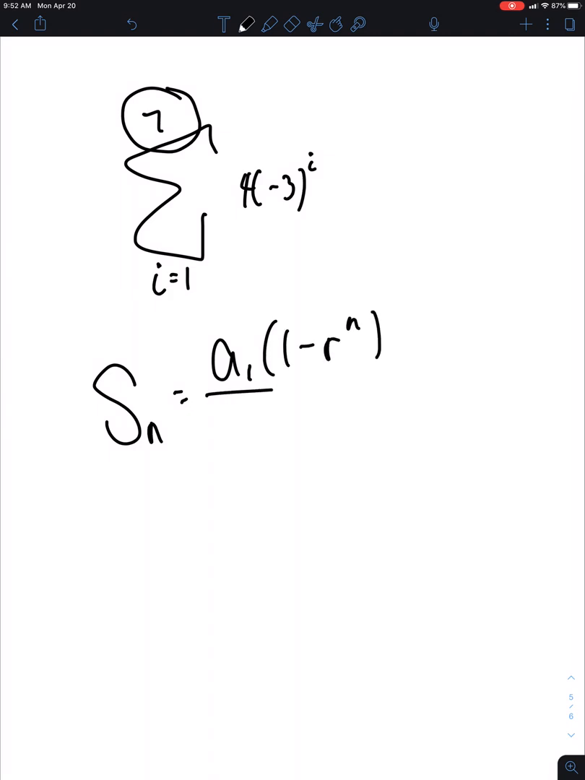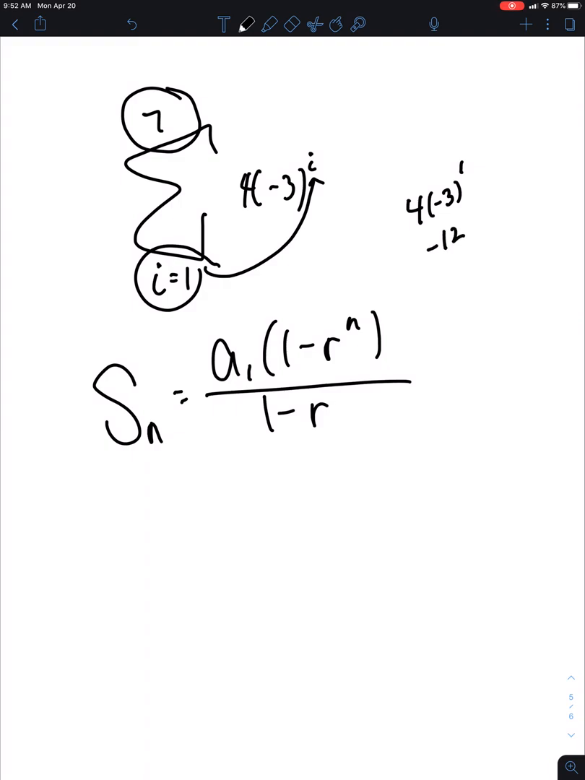from before. We can still use that, or you could just simply write out the 7 and add them up, but you could also do it like this. So the first term would just be if you plug in 1 right here. So the first term is going to be 4 times -3 to the 1 power, which would just be -12. So that's going to be your A1. And then your ratio. So if you want to find the second term, that would be 4 times -3 squared. So 4 times 9, which is 36.